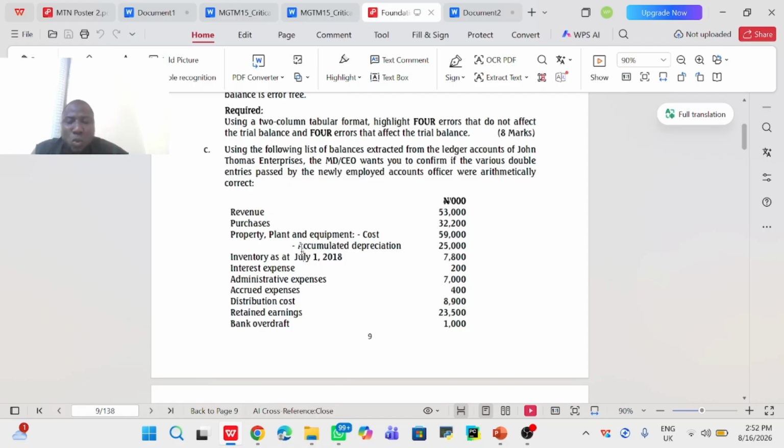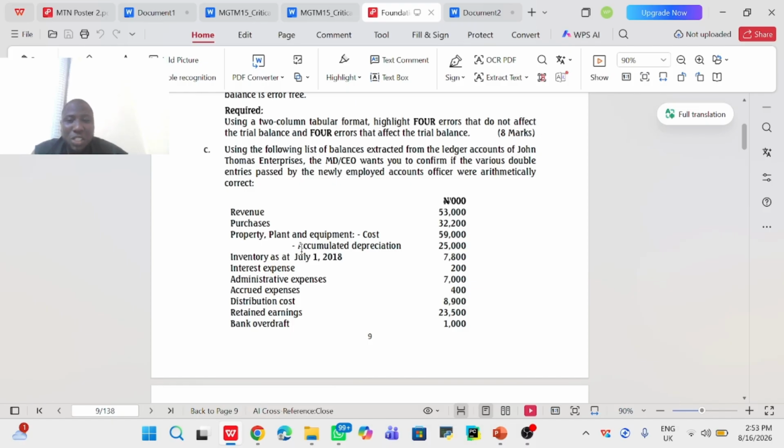We use accumulated depreciation to reduce our assets. Any transaction that reduces assets will be on the credit side. For example, plant and equipment, 59,000 naira, is on the debit side. Accumulated depreciation is on the credit side, because it will reduce our plant and equipment.